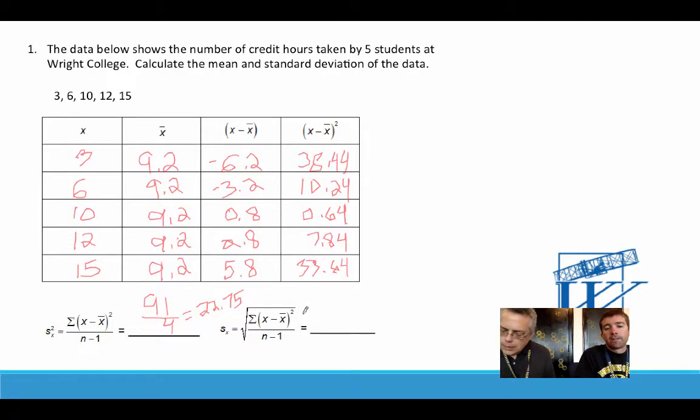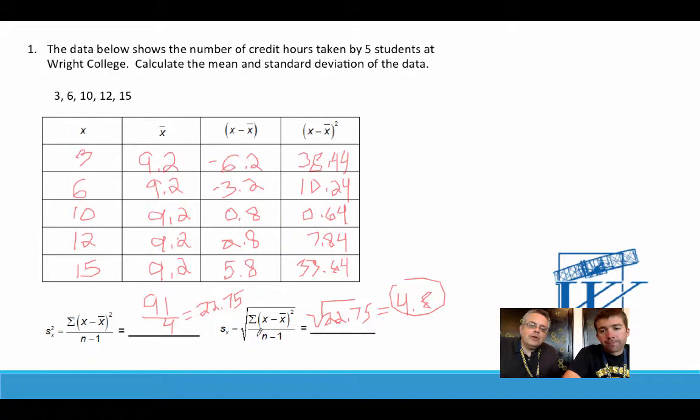For the standard deviation, we take the square root of 22.75, and I get 4.8. Circle it. That was a lot of work for that number. So that's a measure of spread. The mean is a measure of center: the typical number of hours for these 5 students is 9.2. And 4.8 is a measure of how spread out they are. All right, let's do another one.